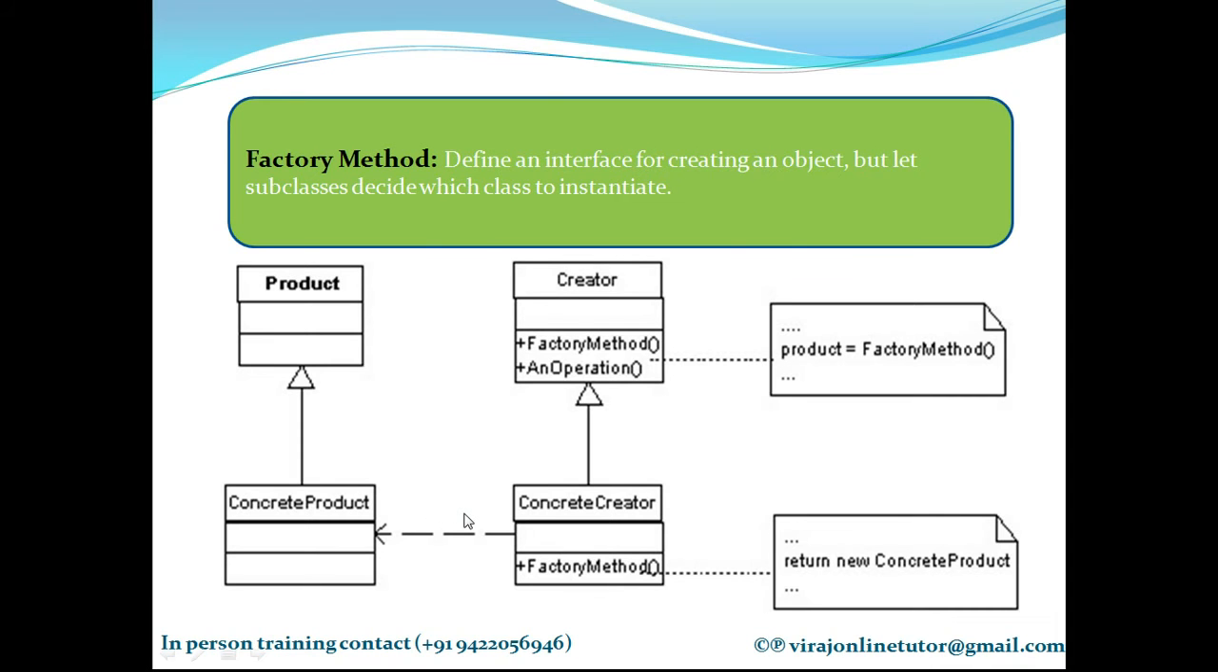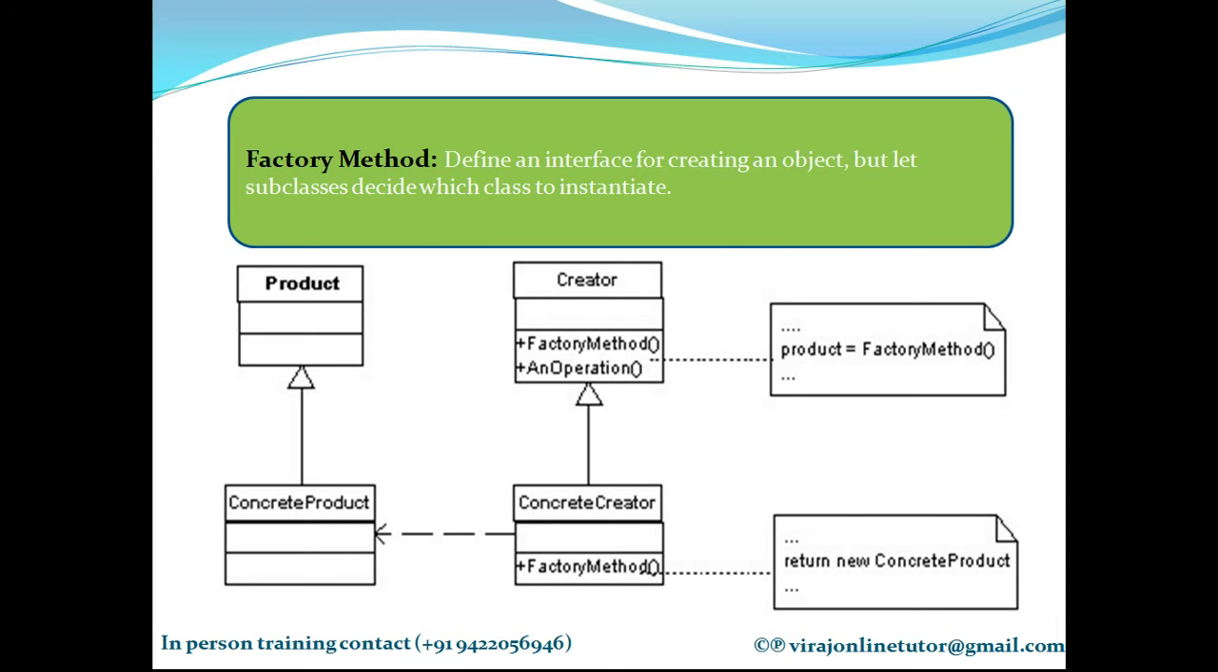Now let's discuss what is the intent of the factory method. Why do we need factory method? The intent of factory method is to define an interface for creating an object, but let subclasses decide which class to instantiate.